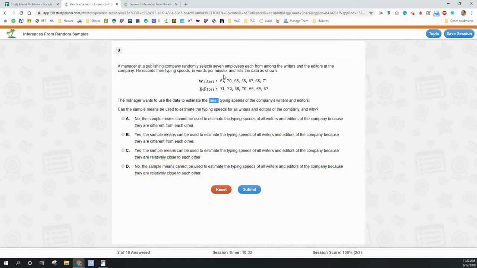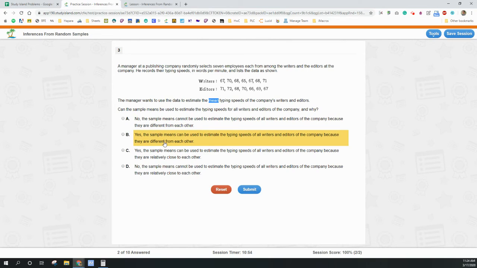So let's do a process of elimination here. Are all these numbers relatively close to each other? And the answer is yes. You got 67, 70, 68. Here's a 67, a 70, a 68. These numbers are not wildly different from each other. So I'm not going to say that they're different. I'm not going to choose option A that says they're different or option B that says they're different.